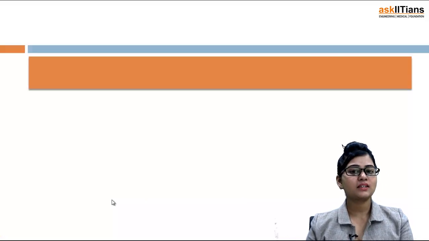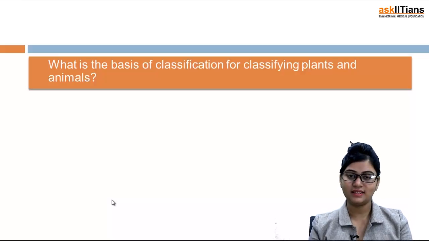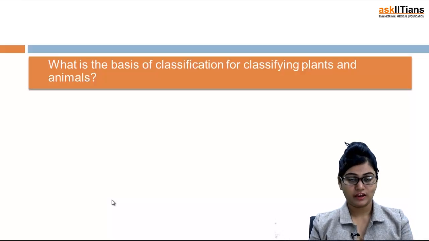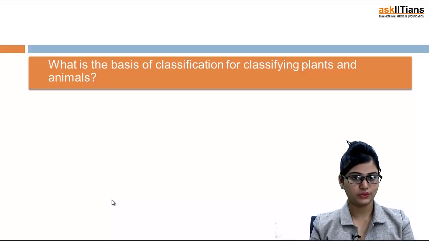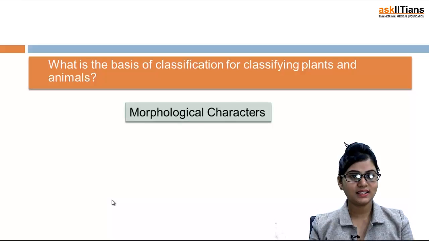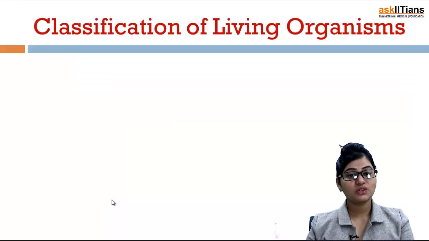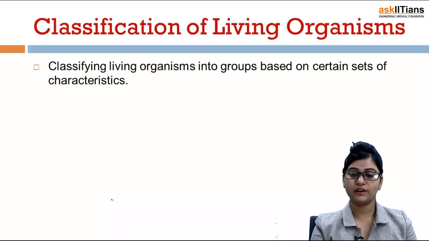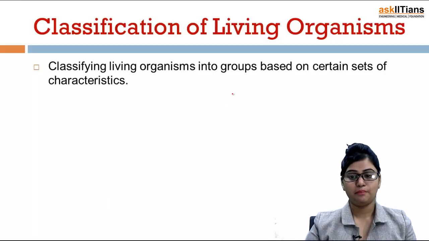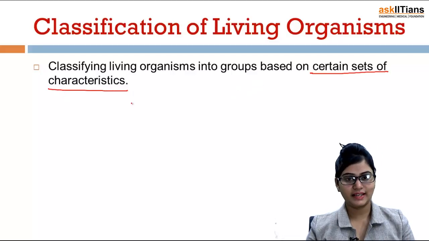First, I would like to ask you one question. What is the basis of classification for classifying plants and animals? We have discussed it and I am sure that you know this already. So yes, the basis is morphological characters. What is classification of living organisms? Classifying living organisms into groups based on certain sets of characteristics.